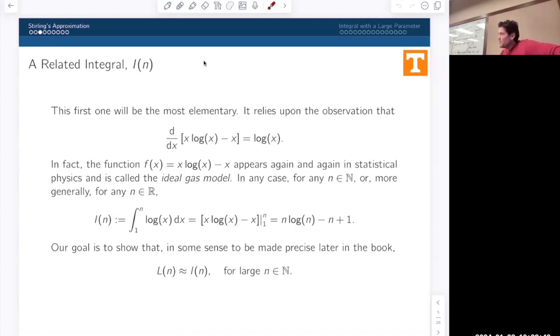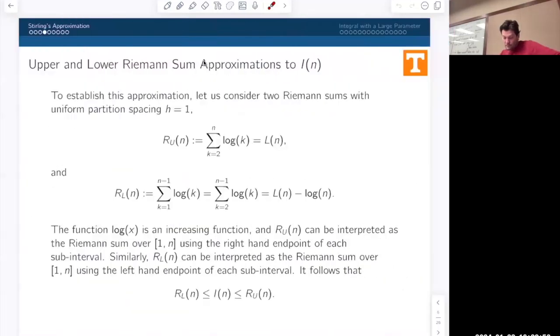So the way I'm going to run this approximation is that I'm going to use Riemann sums to approximate this integral of log. So let's consider two Riemann sums, both of them having uniform partition spacing of size h equals 1. Now, usually when you think about Riemann sums, you're thinking about a partition spacing which gets smaller and smaller to achieve a better and better approximation. That's not what we're going to do here. We're simply going to fix our partition size and see what we get.